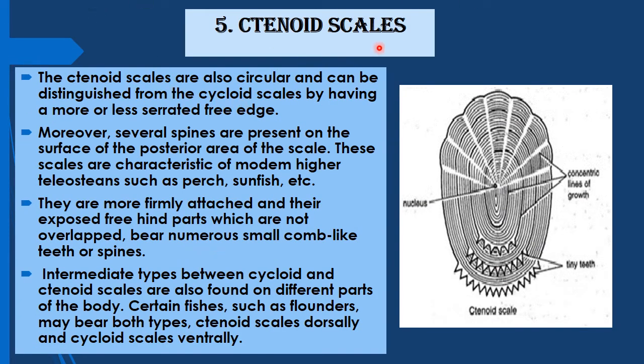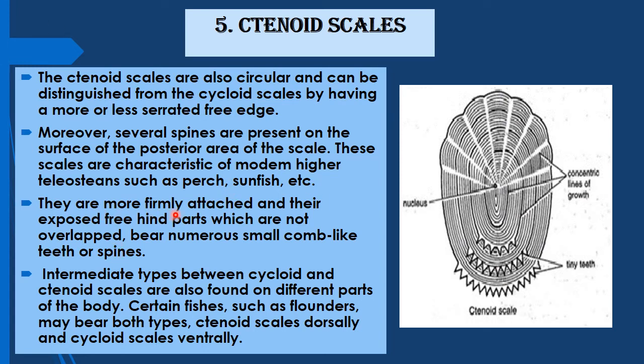Let us go for ctenoid scales. The ctenoid scales are also circular in shape and can be distinguished from the cycloid scales by having more or less serrated free edges. And here, moreover, several spines are present on the surface of the posterior area of the scales. So these scales are a characteristic feature of modern higher teleostean fishes such as perch, sunfish, etc.